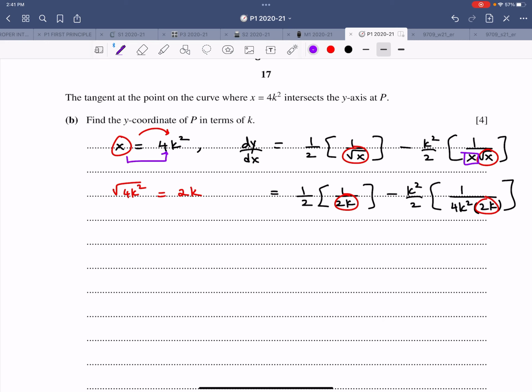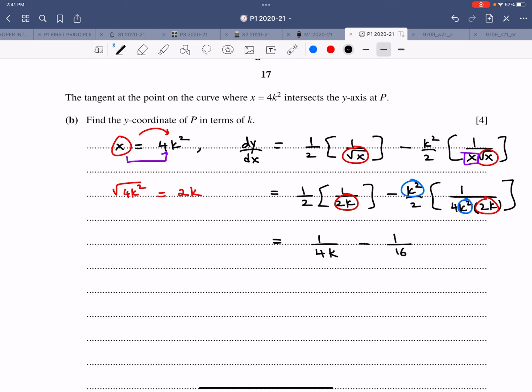Now what will cancel off? Let me get my blue marker. This k square cancels off. And over here, this is 1 over 4k. And this is minus 1 over 2 into 4 into 2, that is 1 over 16.